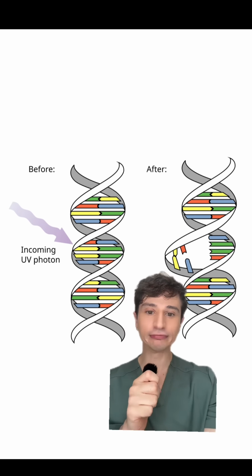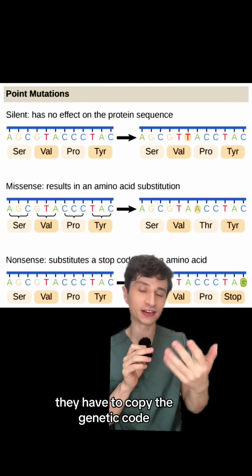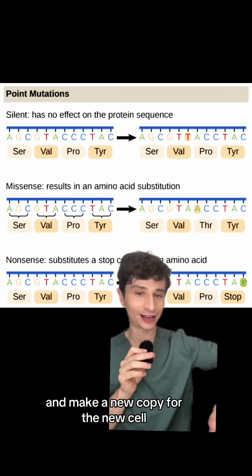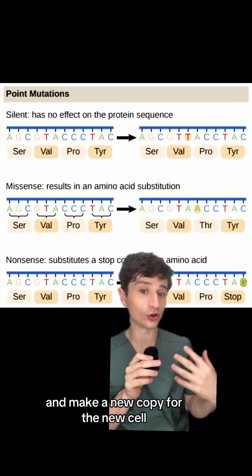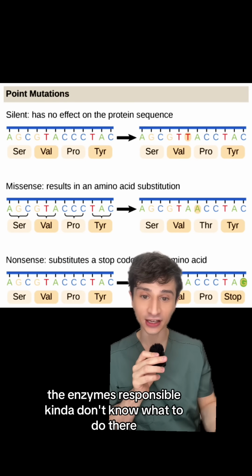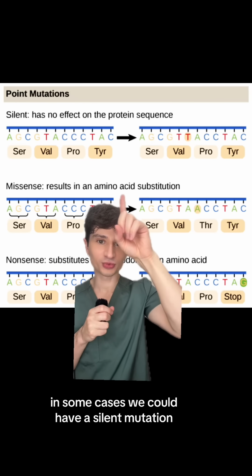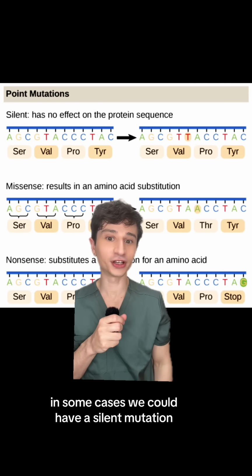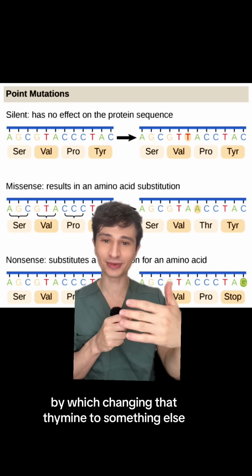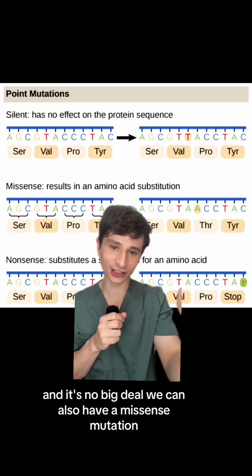The issue comes in when that section of DNA is replicated. Basically, when our cells divide, when our cells are making more cells, they have to copy the genetic code and make a new copy for the new cell. So when it gets to that section of DNA, the enzymes responsible don't know what to do there. In some cases, we could have a silent mutation by which changing that thymine to something else results in the same protein in the end, and it's no big deal.